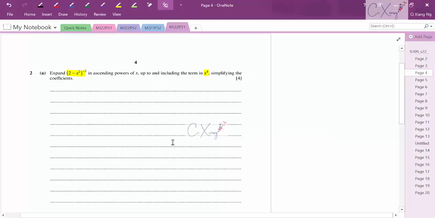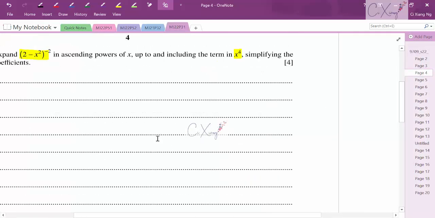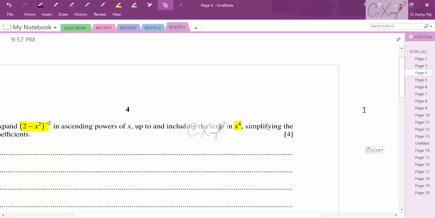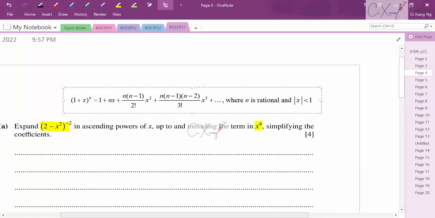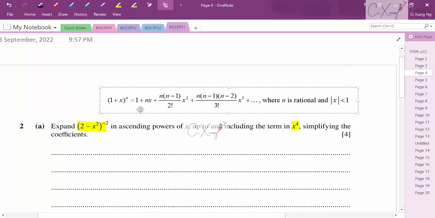Okay, so we come back to the question here. So we are going to apply this formula. Alright, so I try to copy it here. Alright, so you can see that before you apply the formula, we have to make sure that the first term in the bracket should be a 1. But our bracket, the first term is a 2. Therefore, before we apply the formula correctly, we have to factorize out the 2 first.